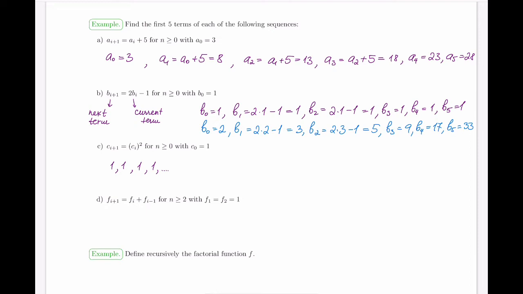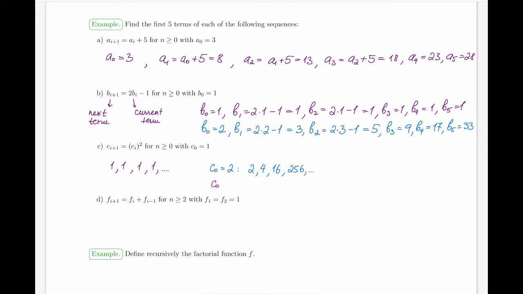What if I start with c naught equals 2, just to see how that goes? So I'm going to start with 2. For the next term, I'm going to square it. 4. For the next term, I'm going to square it. 4 squared is 16. For the next term, I'm going to square it. 256, and so on. So these terms grow a little bit faster.